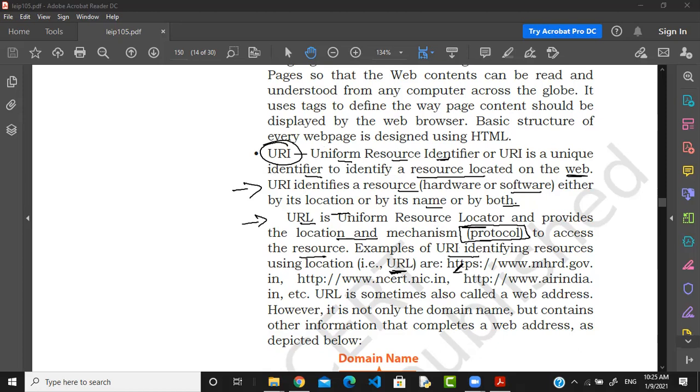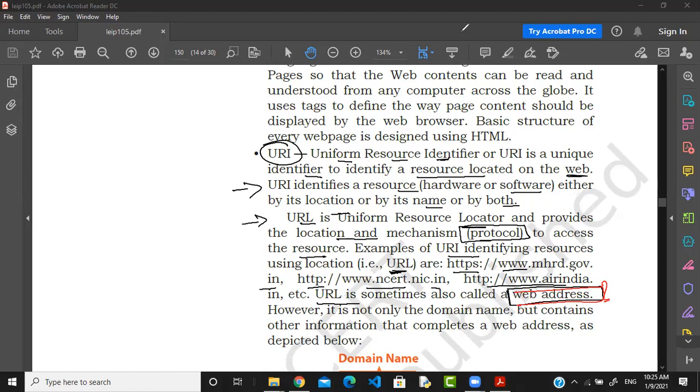So look at these URLs: https://www.mhrd.gov.in, http://www.ncrt.nic.in, http://www.airindia.in. So what is this? This is the URL, and a URL is also known as the web address. These things you have to remember: the URL is also known as the web address.